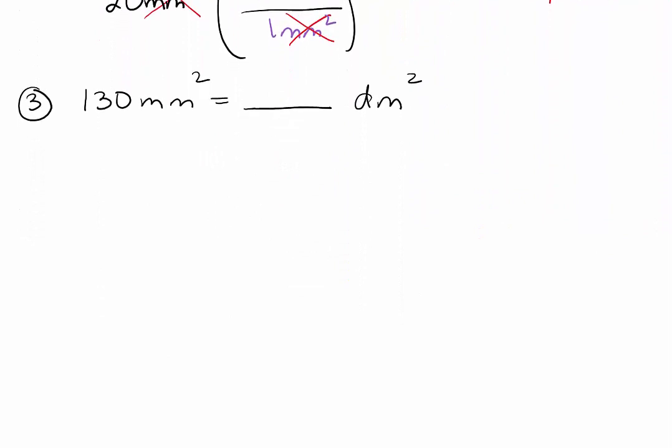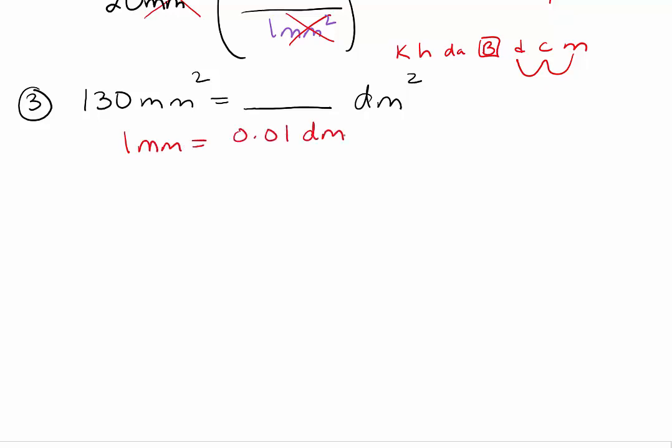Going to our third example, again, I'm going to start off by writing down my order. King Henry died, which is Deca, by drinking chocolate milk. We are now going millimeters to decimeters, which is 2 places to the left. So 1 millimeter equals 0.01 decimeter. I'm dealing with squared units, so I'm going to square both sides. 1 squared is 1. 0.01 squared will be 0.0001. That is my conversion factor.